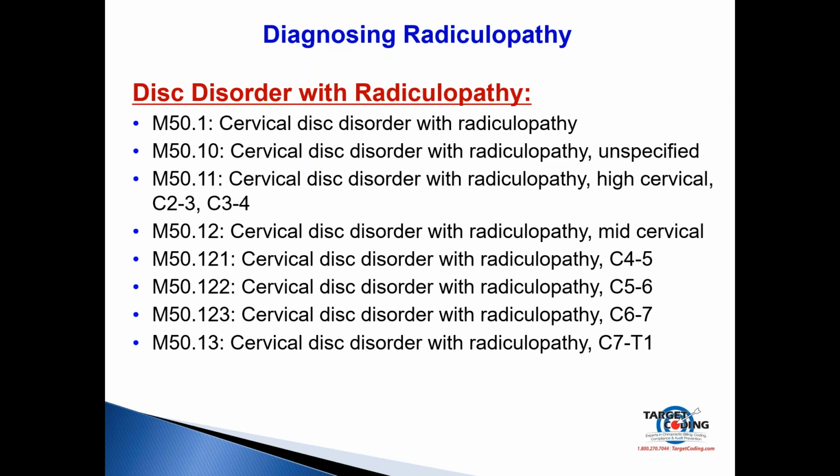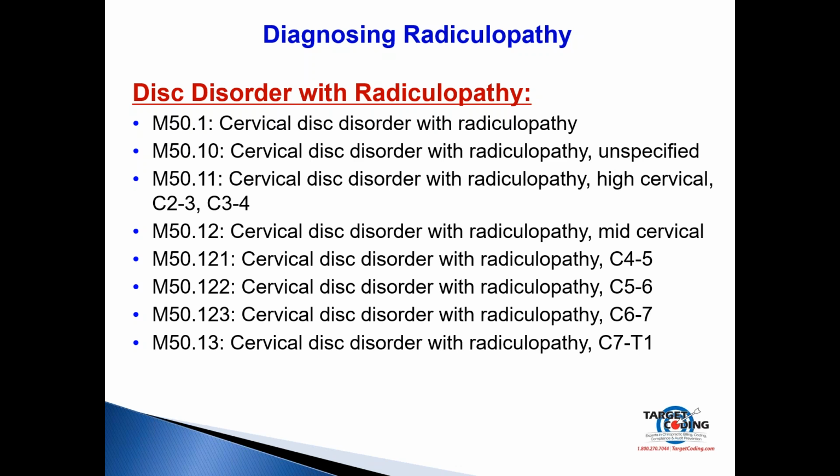So the first one, M50.1, cervical disc disorder with radiculopathy. I don't recommend you use that one. It's not specific enough. In the cervical region, ICD-10 codes offer very specific levels. So you always want to code to the highest degree of specificity. If a patient has a herniated disc with radiculopathy at C5, C6, you're not going to use M50.1. I don't recommend you ever use M50.10. There's a chance that code would get kicked back as being invalid or not substantiated.